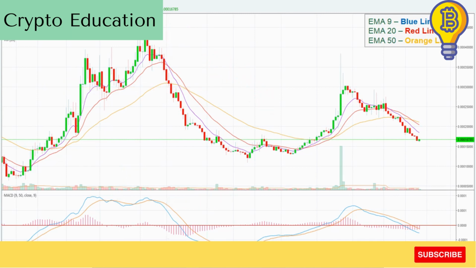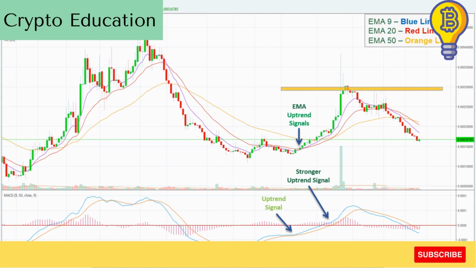The trend reversed when the MACD line crossed above the signal line here. We could confirm the uptrend when the EMA 9 crossed above the EMA 20, and the uptrend signal was stronger when the MACD crossed above the zero line. As you can see on the chart, the price failed to break up through the support level at around 30,000 Satoshi. So this means that the old support now became a new resistance that prevented the price from rising up.